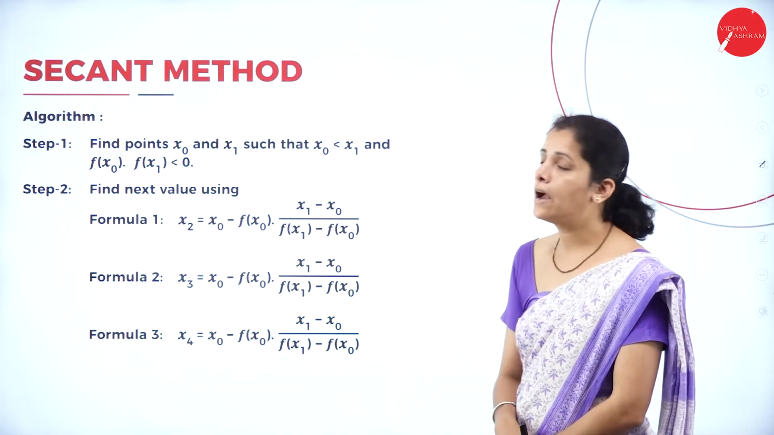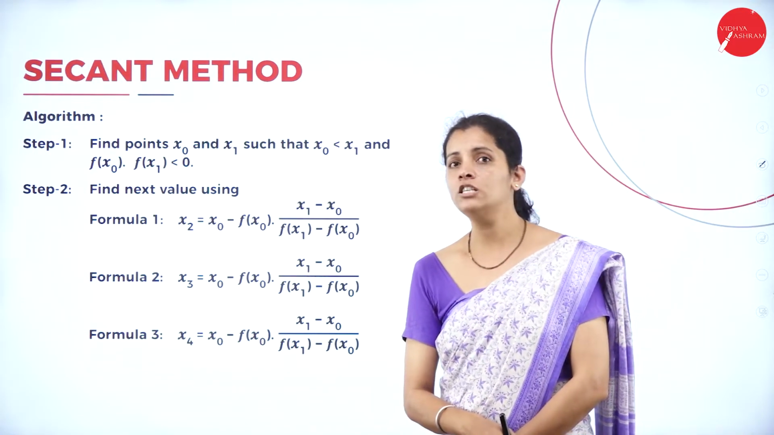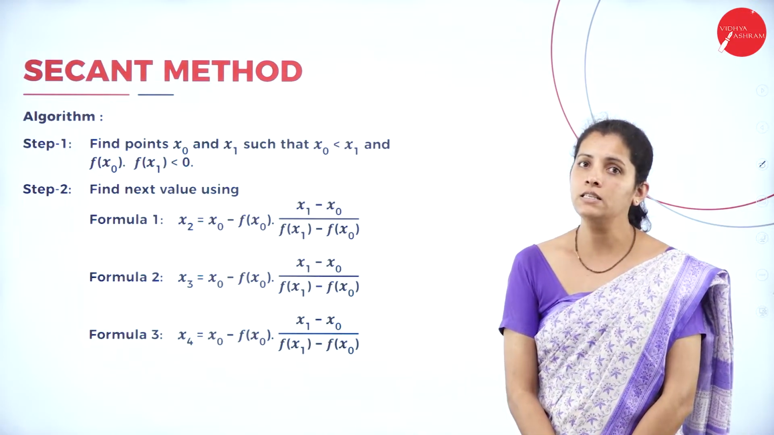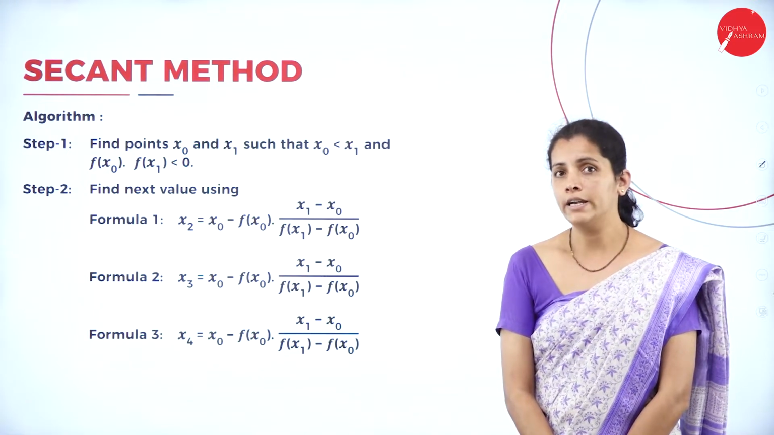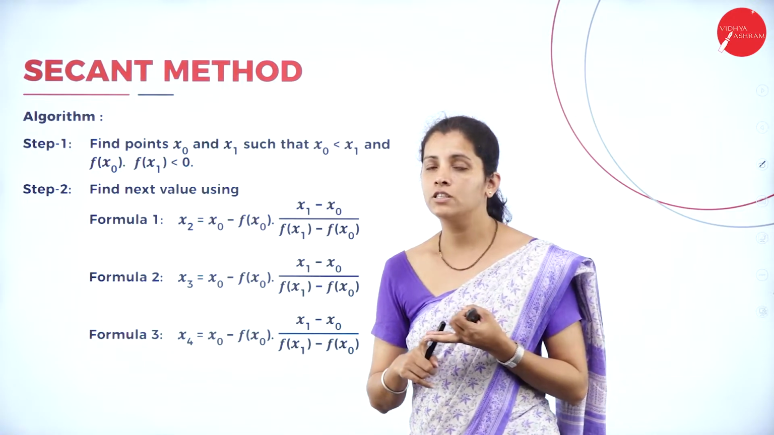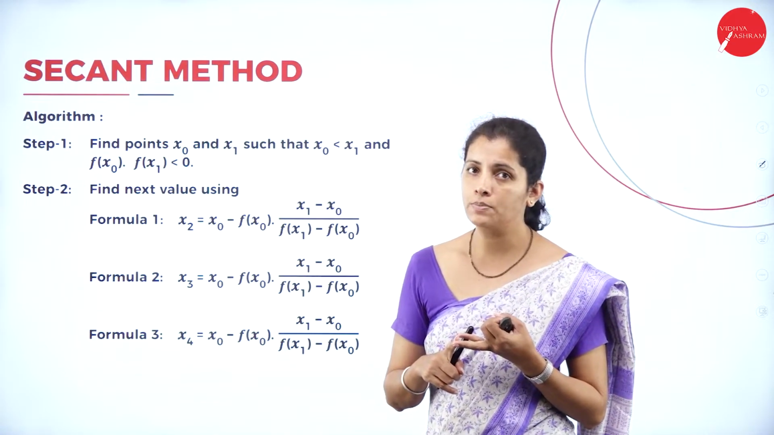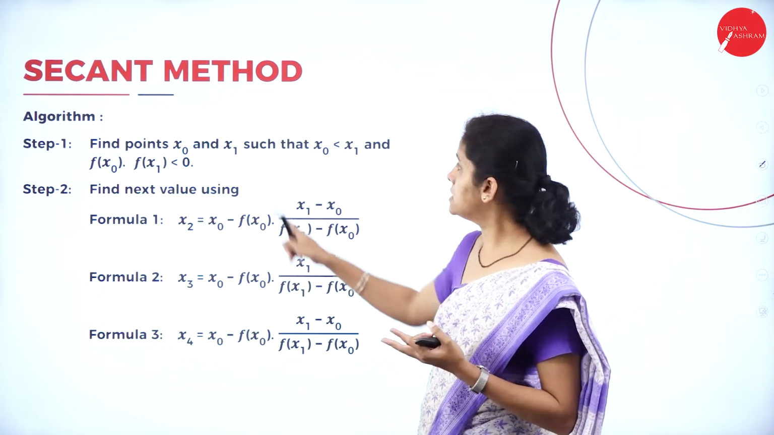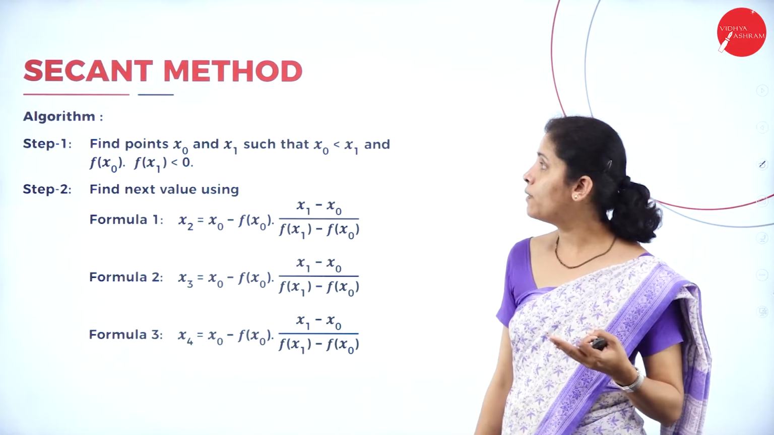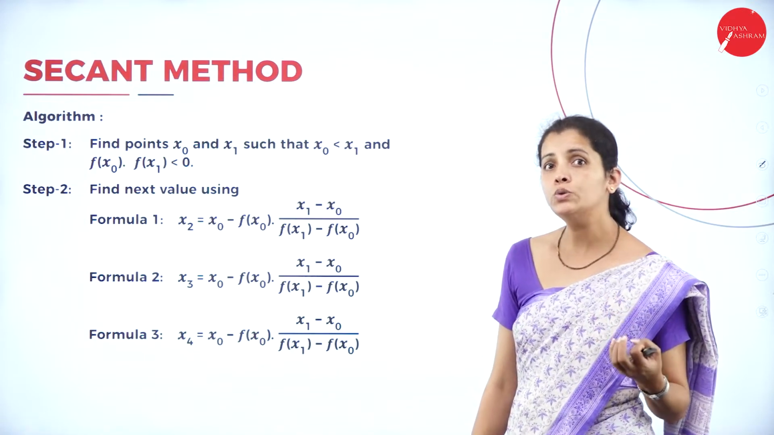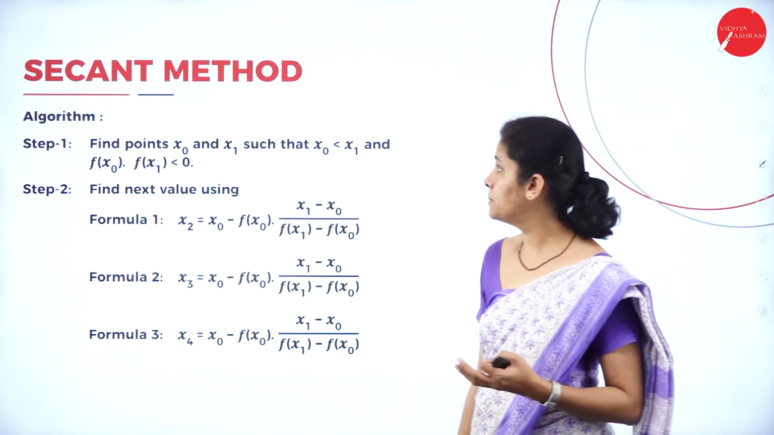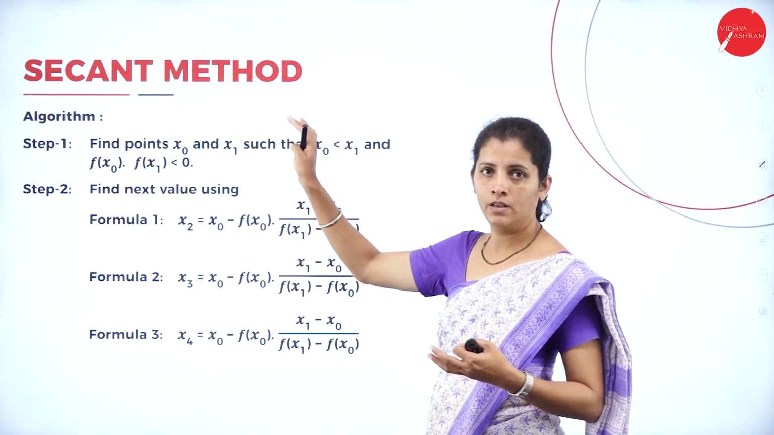Now, I'm going to have another method called the secant method. So, dear students, till now we discussed 3 types of iterative methods, that is the bisection method, the regula falsi method as well as the Newton-Raphson method. But in today's class, I'm going to deal with another type of method used to find the roots of an equation, that is nothing but the secant method.